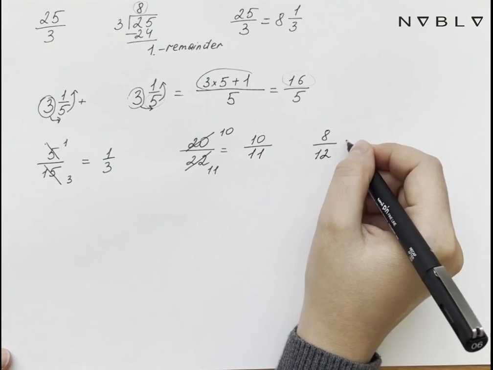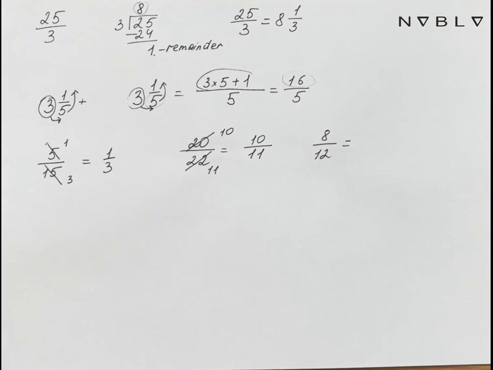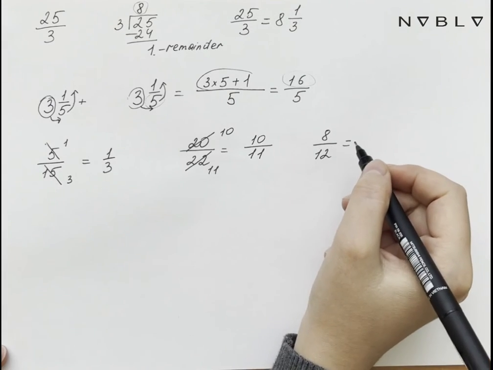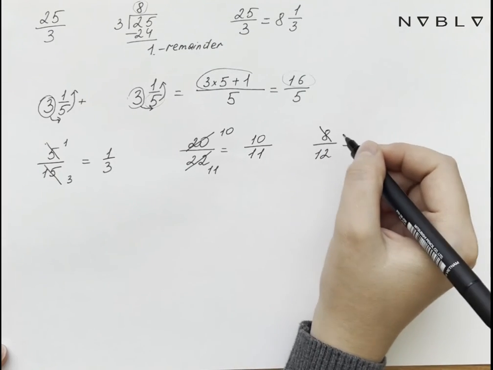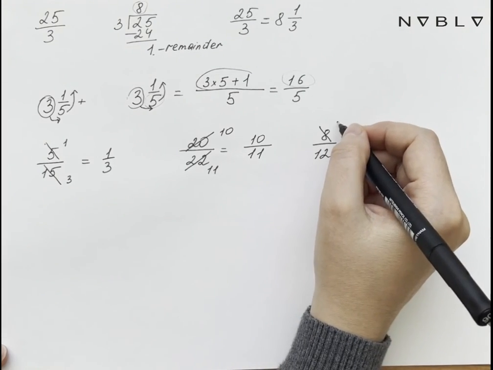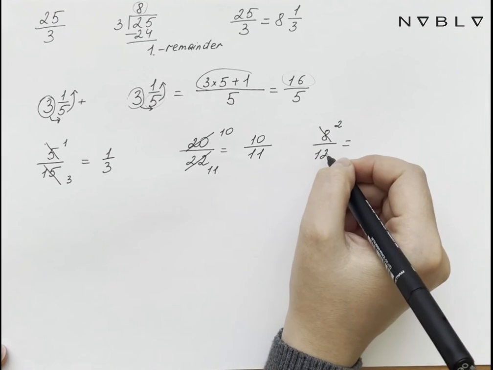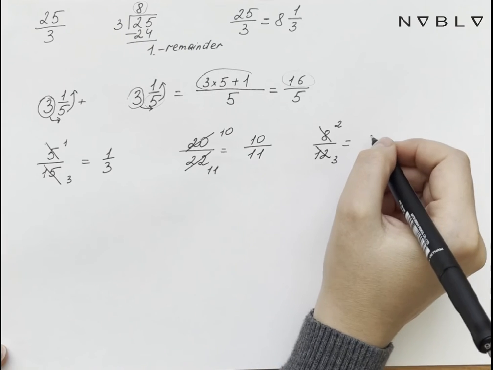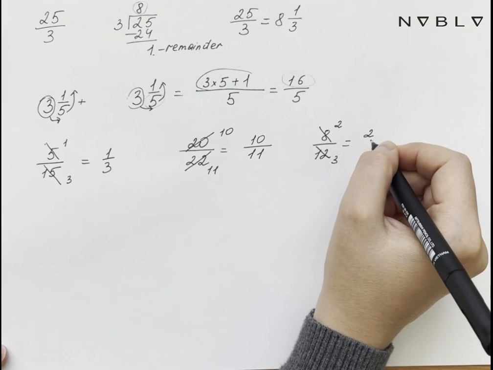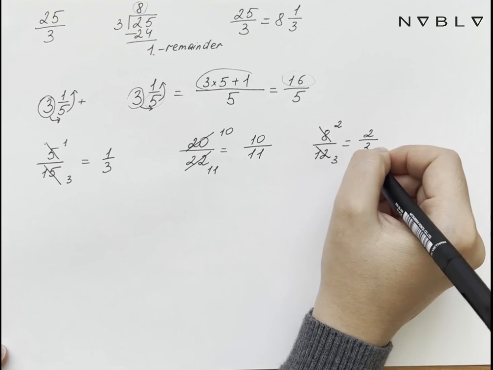8/12. I can reduce this fraction by 2, but I should reduce it by 4, because 4 is the highest number. 8 divided by 4 is 2, and 12 divided by 4 is 3. And our fraction, our proper fraction, will be 2/3.